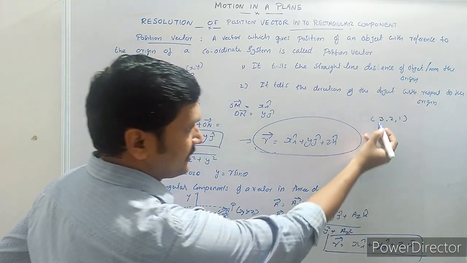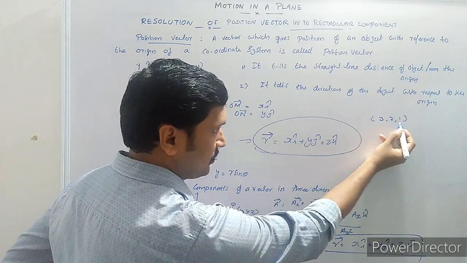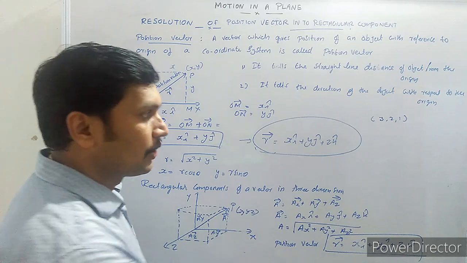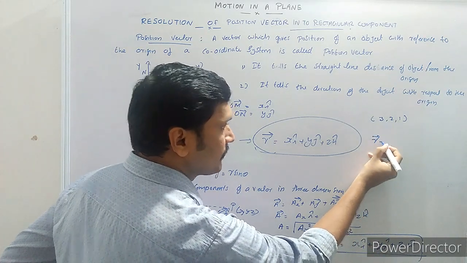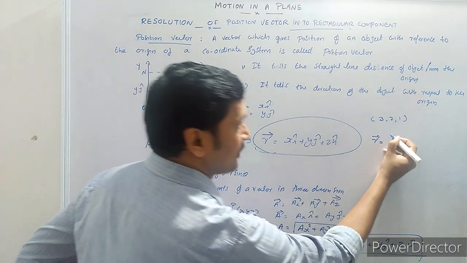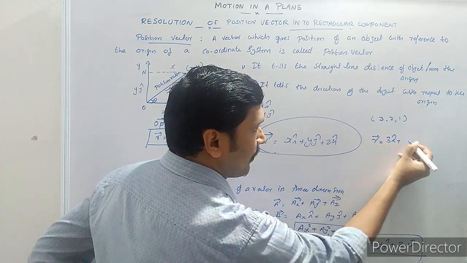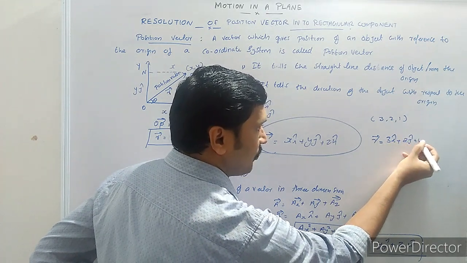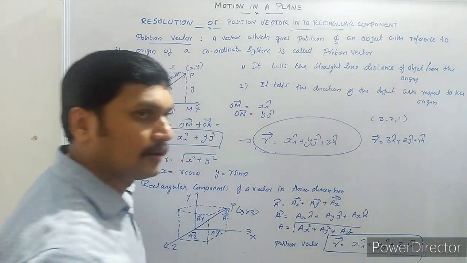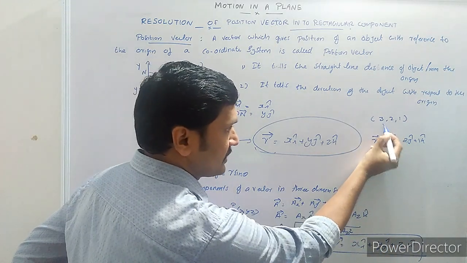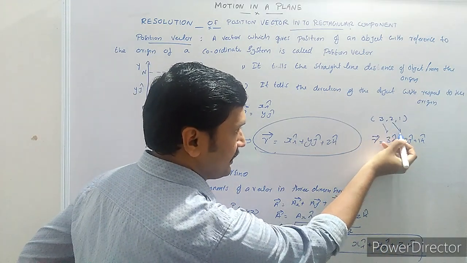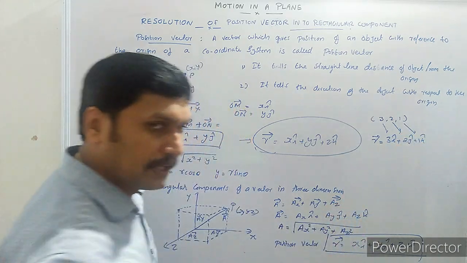The x coordinate is 3, y coordinate is 2 and z coordinate is 1. How can you write the position vector of the object? The position vector of the object can be written as 3i plus 2j plus 1k. That's the position vector of the object, because the x coordinate is 3, y coordinate is 2 and z coordinate is 1.